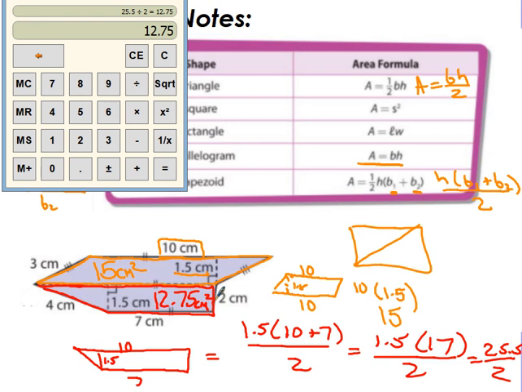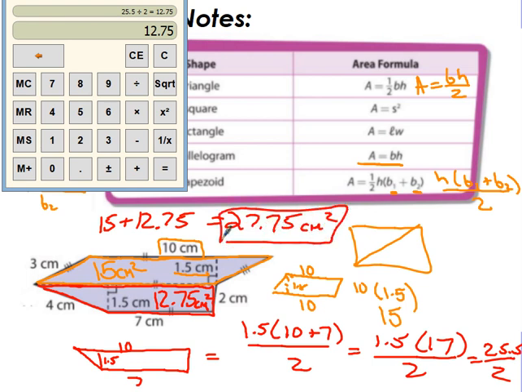So I figured out the parallelogram, I figured out the trapezoid, so now I have to add those up. 15 and 12.75 make up this entire figure. So 15 plus 12.75 equals 27.75, and that's centimeters squared. Because whenever we find the area, we always call it square centimeters. And I am all done.